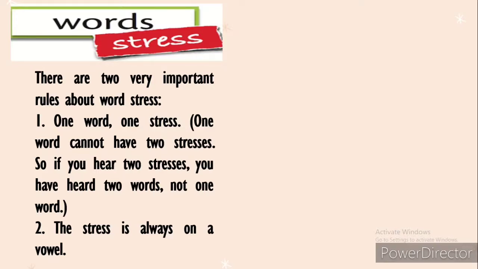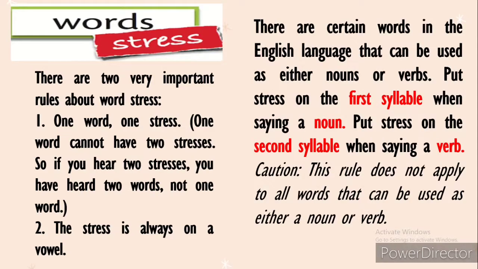There are certain words in the English language that can be used as either nouns or verbs. Put stress on the first syllable when saying a noun. Put stress on the second syllable when saying a verb. But remember, this rule does not apply to all words that can be used as either a noun or verb.